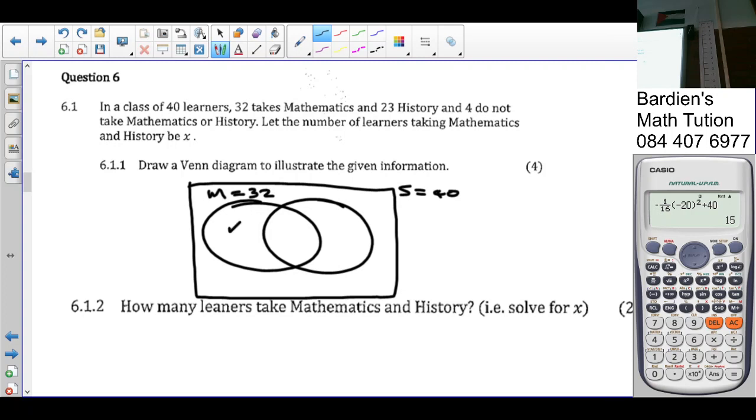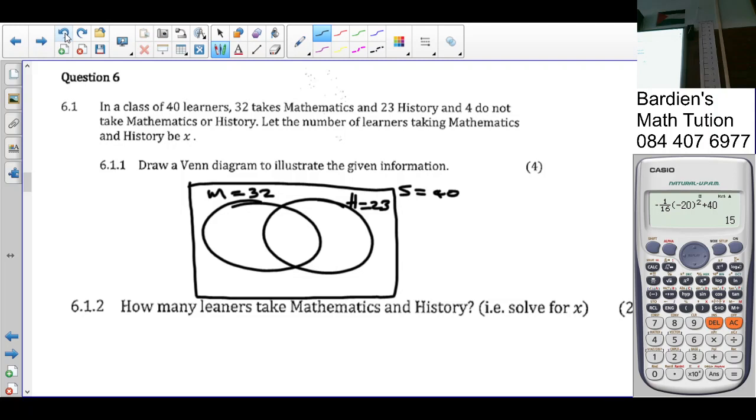So which means to say that people who take maths only and people who take mathematics and the other subject add up to 32. Not so? There are some people who always put a 32 here. That is wrong. No? Then we are told that 23 take history. Okay? Which means to say that this plus that is 23. You will understand it. Okay?